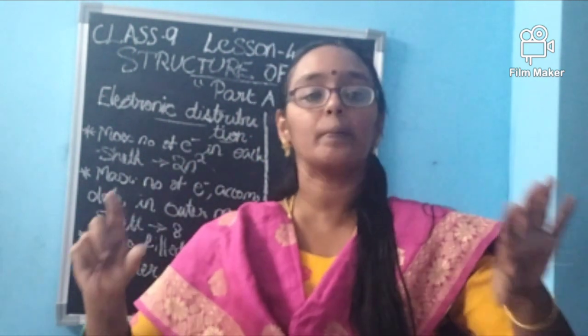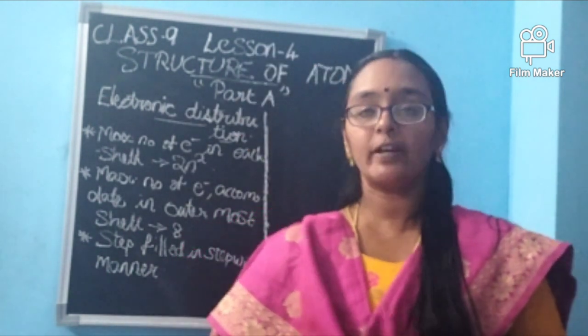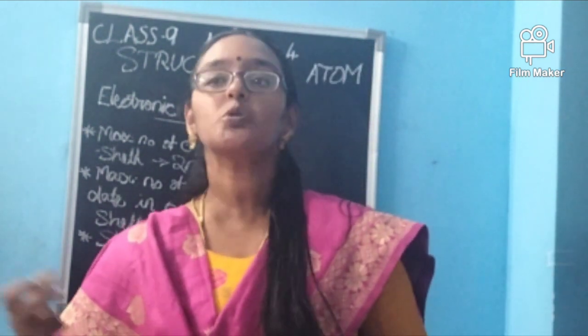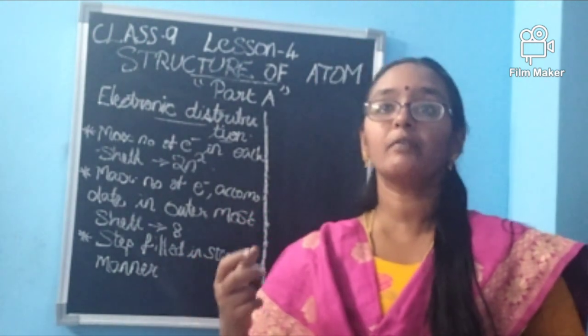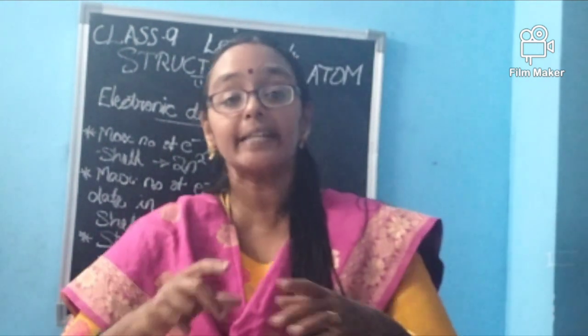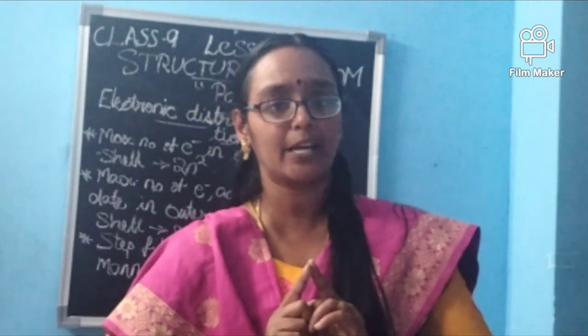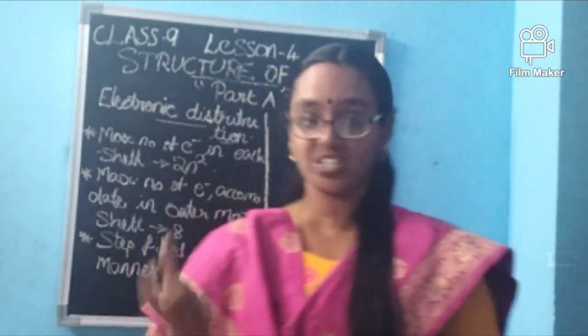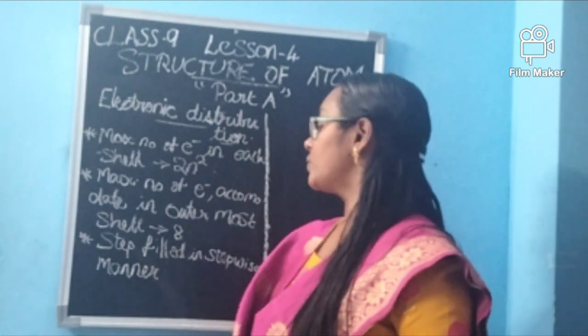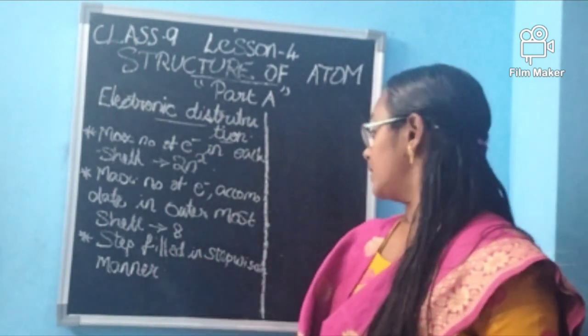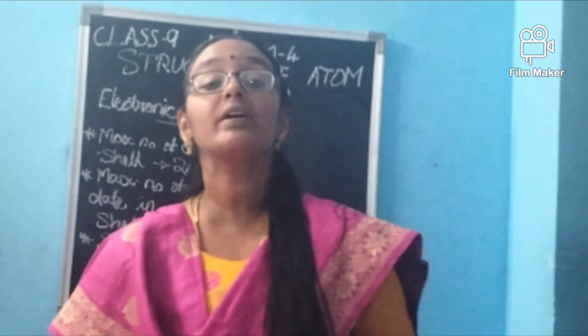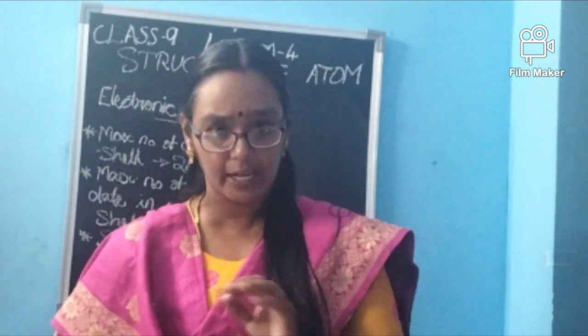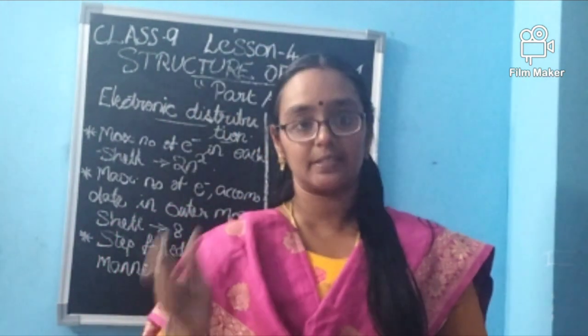When the outermost orbit has 8 electrons, considering the elements up to 20, we say that the atom is stable. Then the third one is stepwise filling. The electrons are filled in a stepwise manner, step by step.